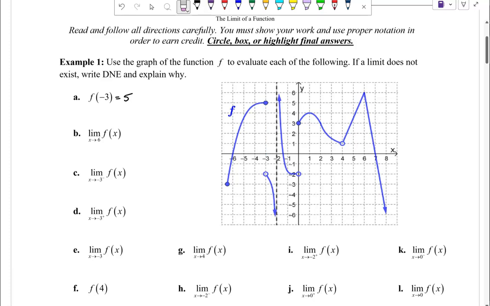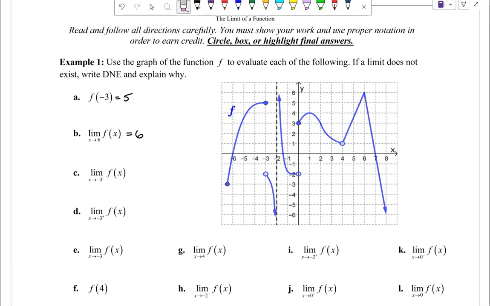Part B, they want us to find the limit as x approaches 6 of f of x. So now we're going to think about x values approaching 6 from below and from above. And each of those x values, as we get closer and closer to 6, is going to have a corresponding point on the curve. So these points as we approach 6 from above, and these points as we approach 6 from below. Now the y values of these points are creeping up the graph this way and are approaching 6. So this limit is 6.